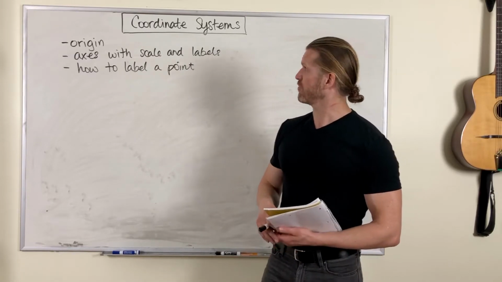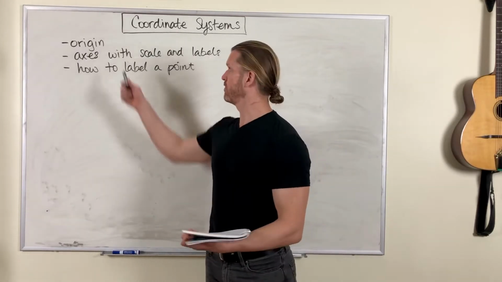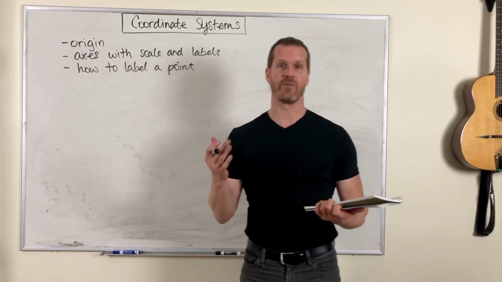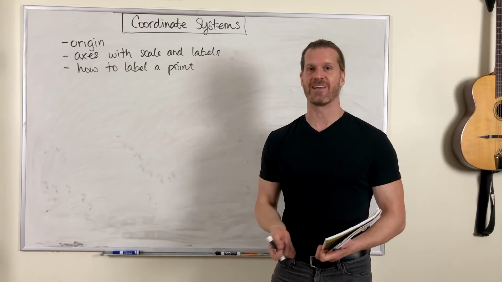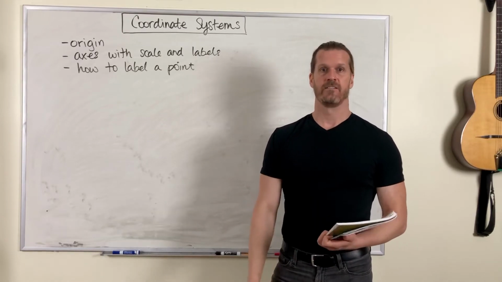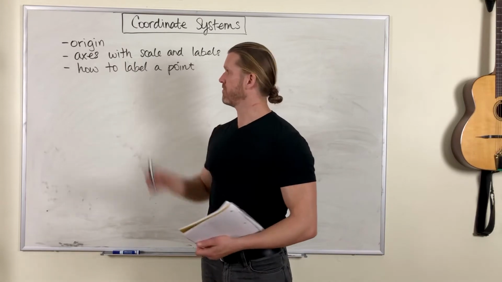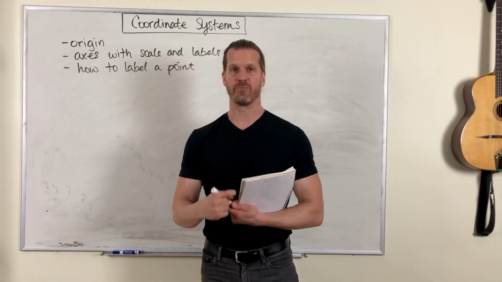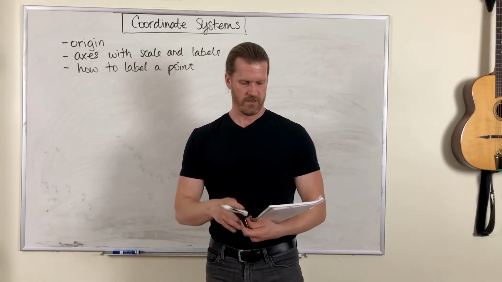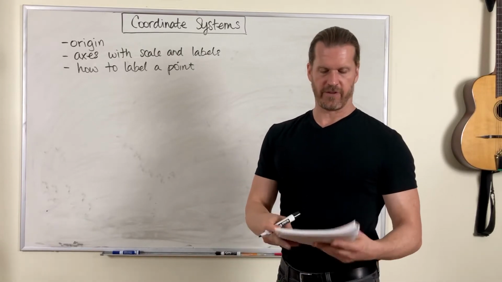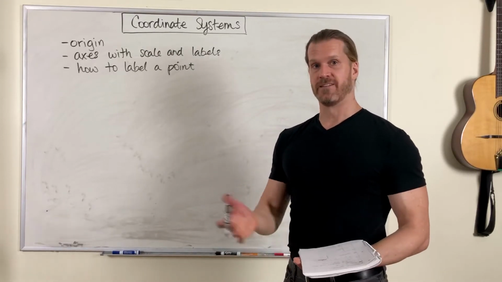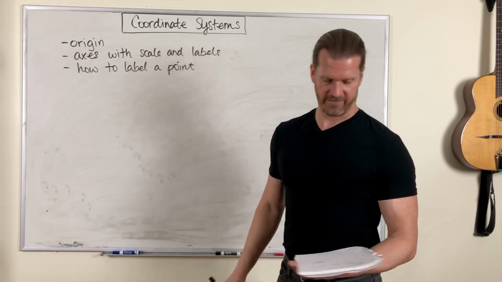A coordinate system requires that you specify an origin. It requires that you have axes with some sort of scale to indicate your unit for measuring distance. And we need to have some instructions for how to label points in this coordinate system. So here are several types of coordinate systems that we'll be using in this class.